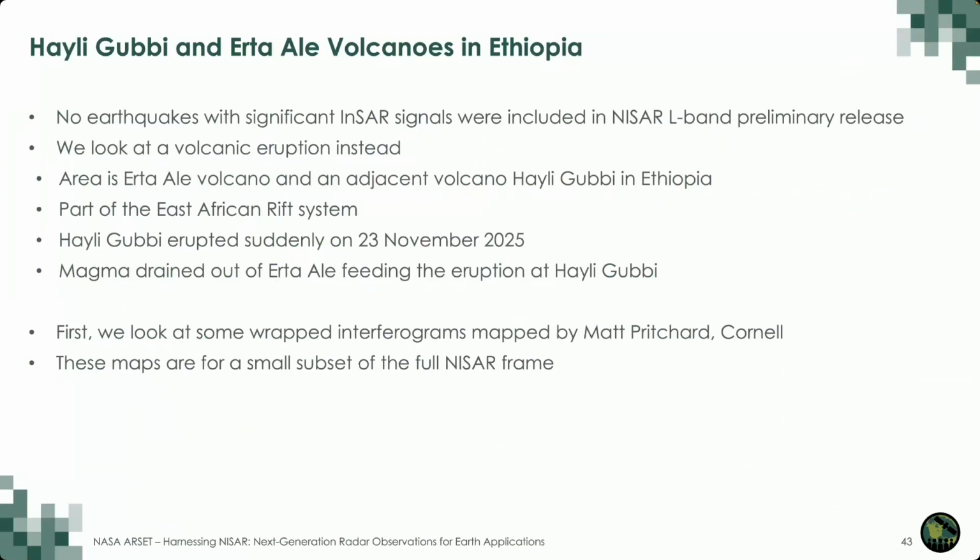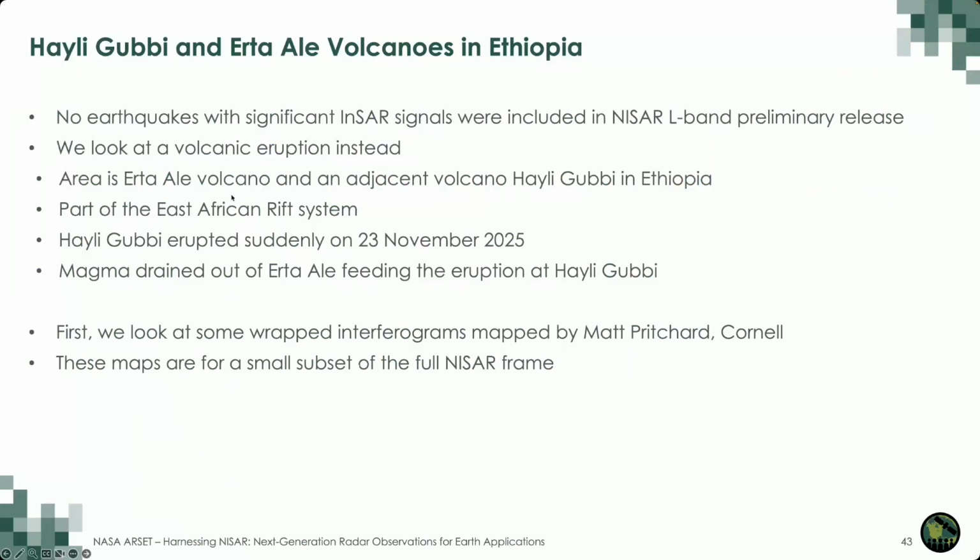During the time that's included in that February release, there were no earthquakes with significant InSAR signals. So I'm not going to be able to show you an earthquake example. So we're going to be looking at this volcanic eruption in Ethiopia that's part of the East African Rift System. As I mentioned earlier, there are these two volcanoes next to each other.